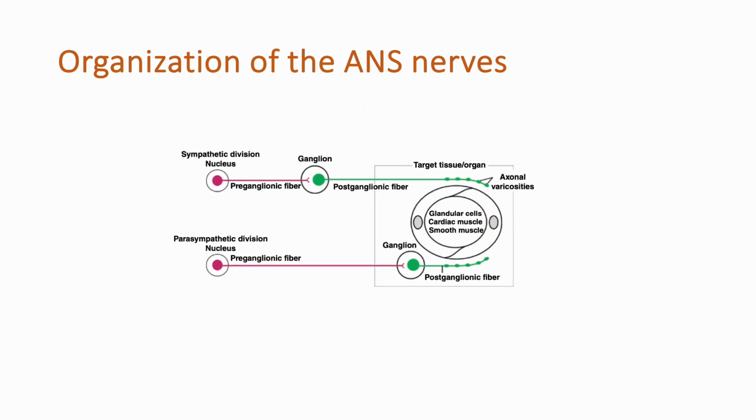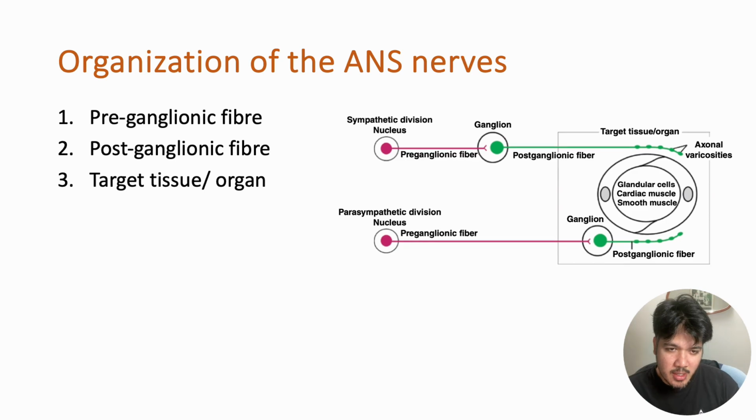So the three functional divisions are your preganglionic fiber, postganglionic fiber and your target organ, and that's the organization of an autonomic nerve. It's the fundamental, really basic structure for most of the autonomic nerves.